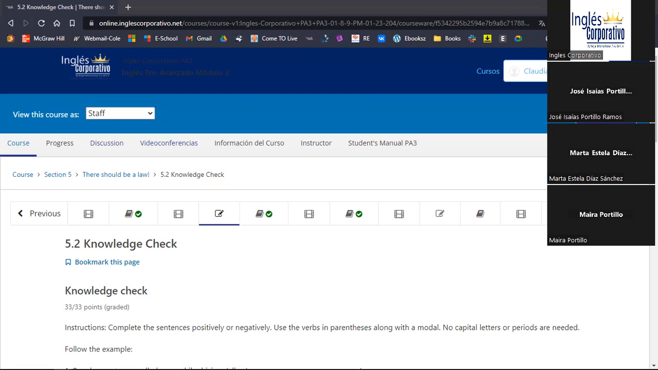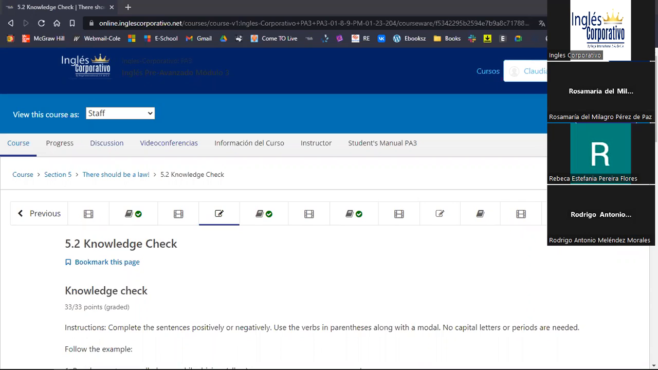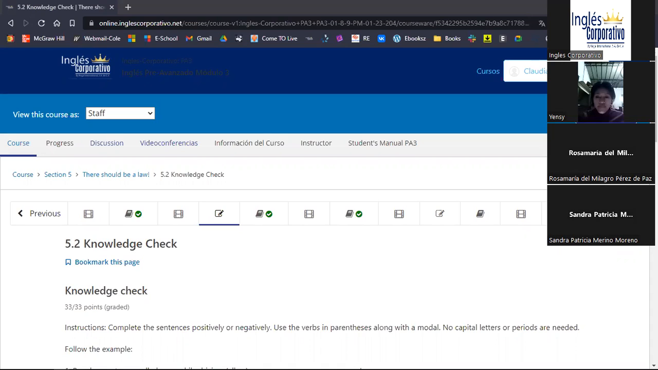Give me a second. Marta está allá. Marta Ruz, Enrique Reyes. Present. Thank you. Neidy Ibis Méndez Albeño. Present, teacher. Thank you. Marvin Joseph Salazar Alas. Present, teacher. Thank you. Rafael Antonio Morales Martínez. Present, teacher. Thank you. Rebeca Estefanía Pereira Flores. Present. Thank you. Rodrigo Antonio Meléndez Morales. Present. Thank you. Rodrigo Daniel Meléndez Mayen. Present. Thank you. Rosa María del Milagro Pérez de Paz. Present. Thank you. Sandra Patricia Merino Moreno. Present. Thank you. Jensi Marlene León López. Present, teacher. Thanks. Thank you. And Zulma Beatriz Pérez Caldames. Present. Thank you so much, guys.